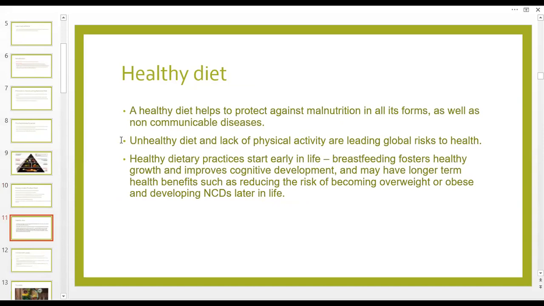Healthy diet. Now, a healthy diet is important as it protects against malnutrition in all its forms, as well as non-communicable diseases. Unhealthy diet and lack of physical activity are leading global risks to health. Healthy dietary practices start early in life. For example, after the birth of a child, breastfeeding fosters healthy growth and improves cognitive development, and may have long-term health benefits such as reducing the risk of becoming overweight or obese and developing non-communicable diseases later in life.